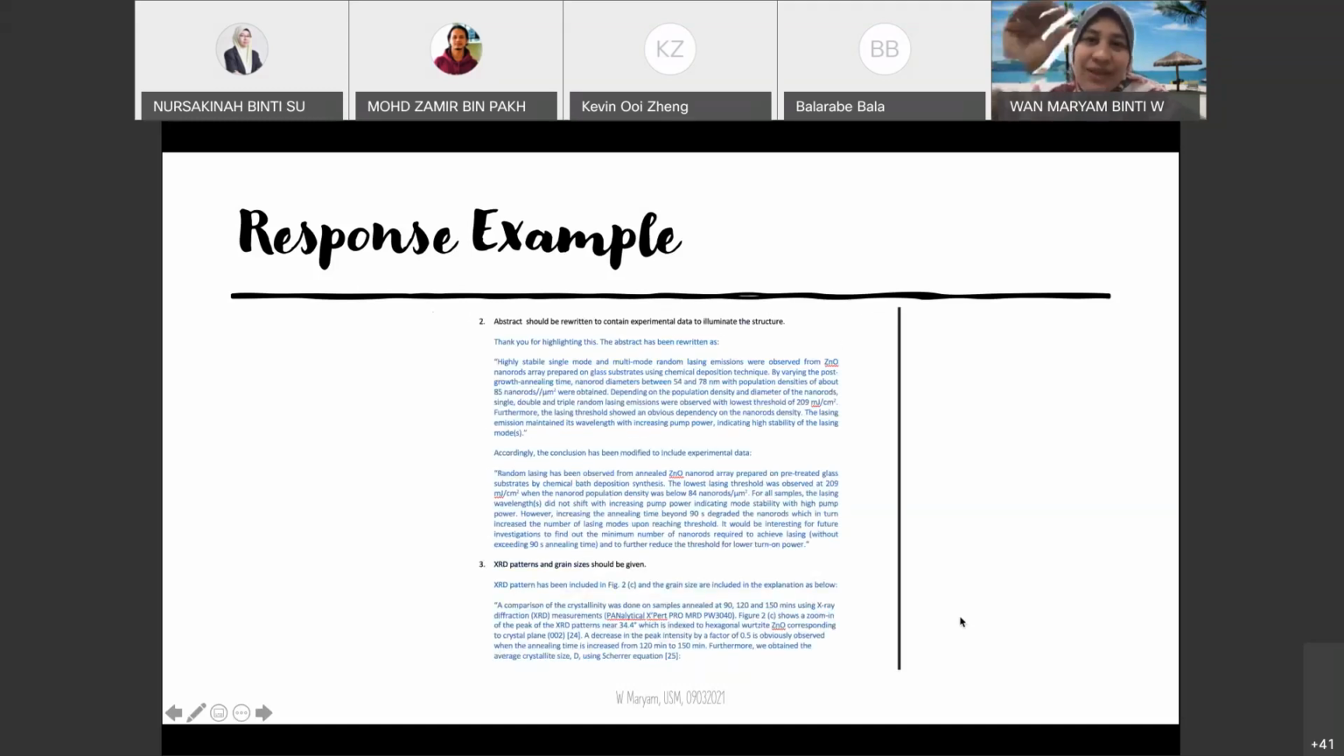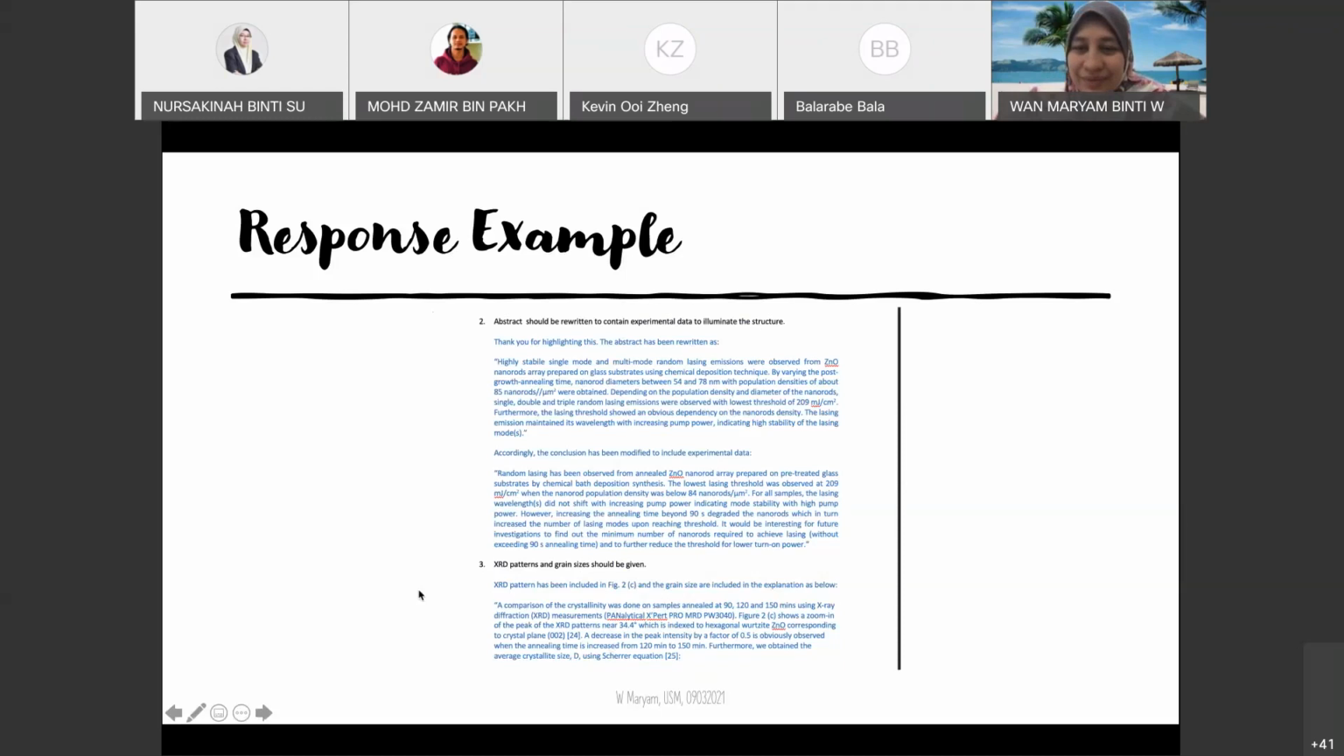Now sometimes the comment is small, but you need to include a big thing. For example: abstract should be rewritten to contain experimental data to illuminate the structure. So we thank you for highlighting this. The abstract has been rewritten, so copy paste what you have rewritten. Accordingly, the conclusion has been modified to include experimental data, so we include that as well. XRD patterns and grain sizes should be given. Then you say, I've included it and we have provided an explanation below. So what is the explanation? Put that. Don't ask them to please refer to pages 2 and 3 and so on. Just paste it there, so they know exactly what has been changed. The moment you answer this accordingly, they will accept it.